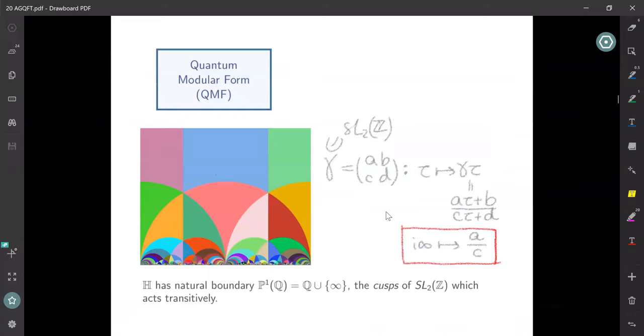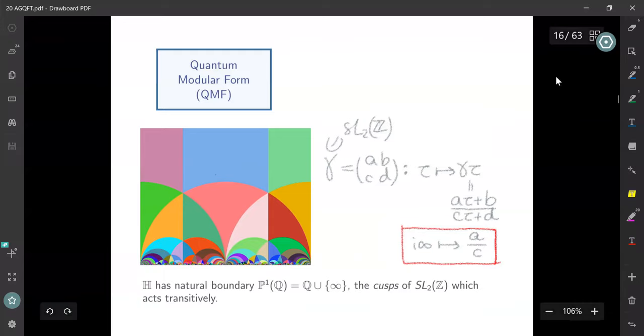Okay, so now I'm ready to tell you what quantum modular forms are. In particular, the quantum modular forms that we will encounter are functions defined on the rationals. So what's so modular about the rationals? Usually if you think about modular forms, you think about the upper half plane. But that's true, and we also know that the upper half plane has a natural boundary that's the rationals and the point at i infinity. Moreover, the SL2Z group, the modular group, acts transitively on them.